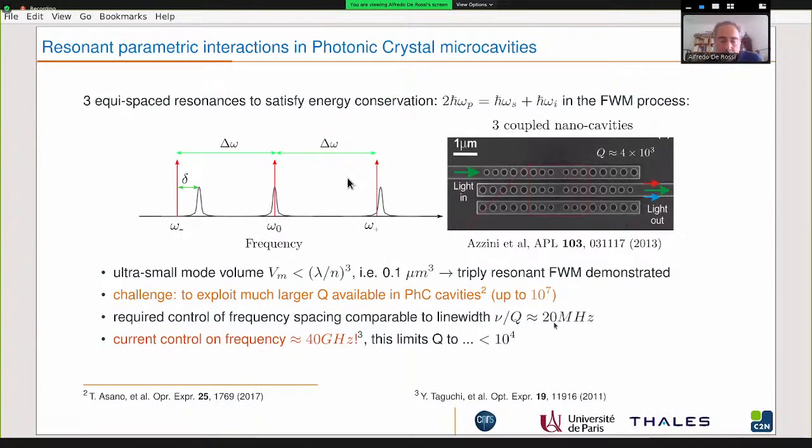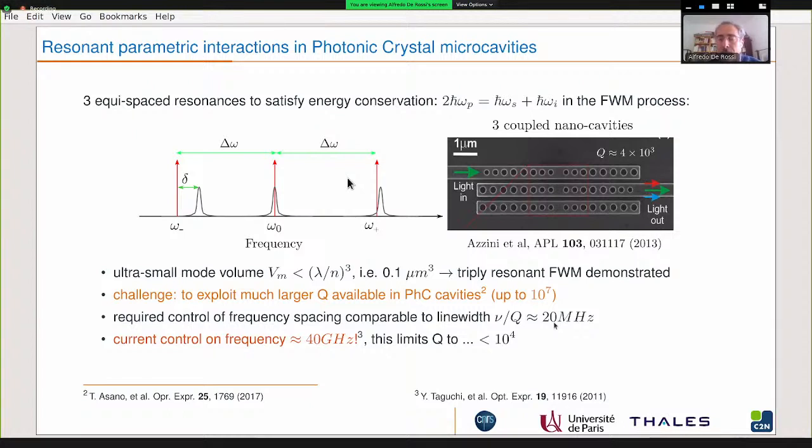This is not a trivial task. In fact, this was first attempted using coupled photonic crystal cavities, and they could only achieve some parametric fluorescence, but the control of spacing made it impossible to harness the high Q factor that is possible in the cavity.